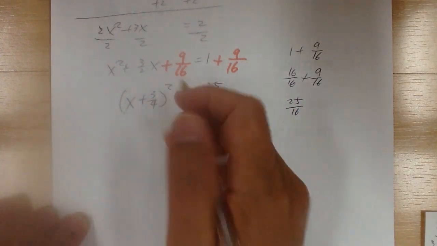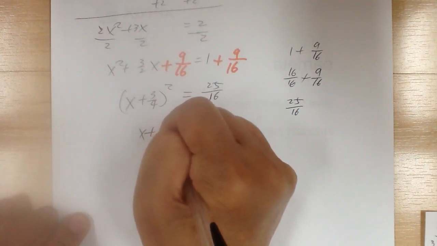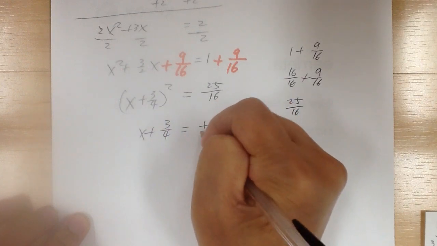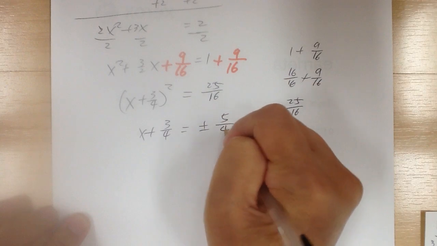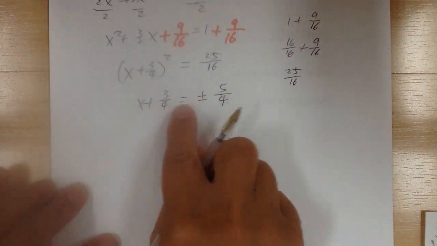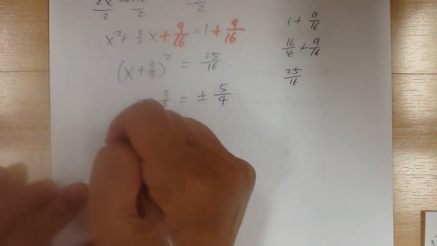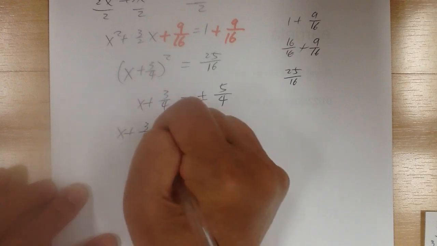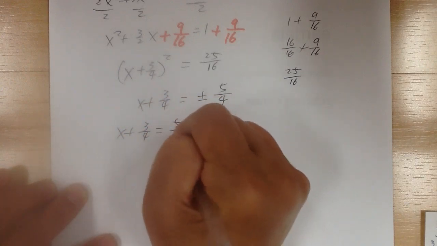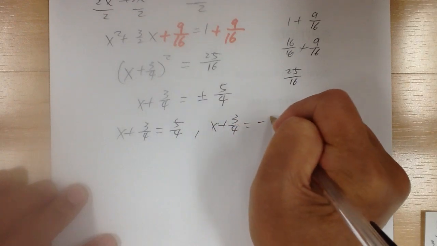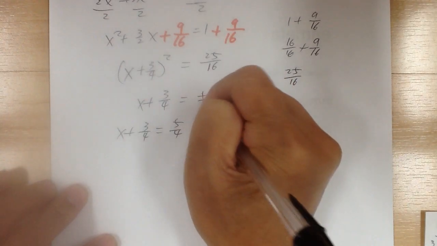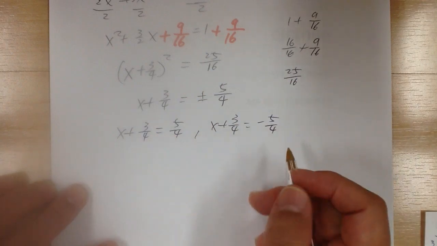Okay, take the square root on both sides. So you got x plus 3 over 4 equal to plus or minus. Square root of 25 is 5. Square root of 16 is 4. Now these are the same kind of numbers, so you need to separate to simplify. So equal to 5 over 4, the positive, and you have the negative. Okay, so again, positive and negative.